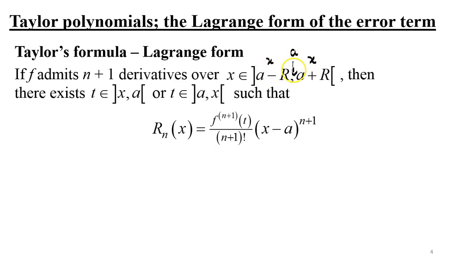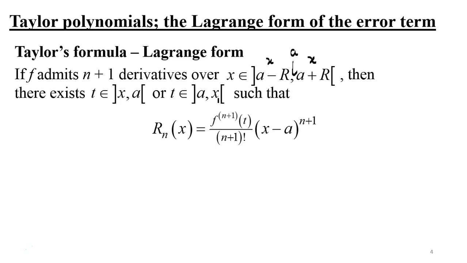So depending on the choice of x, or depending on the value of x we would be working with, t would be a value between a and x. So if x is on the left side of a, then t would be between x and a. If x is greater than a, then t would be between a and x. However, keep in mind that either way, t is just a real number that we're considering between a and x.